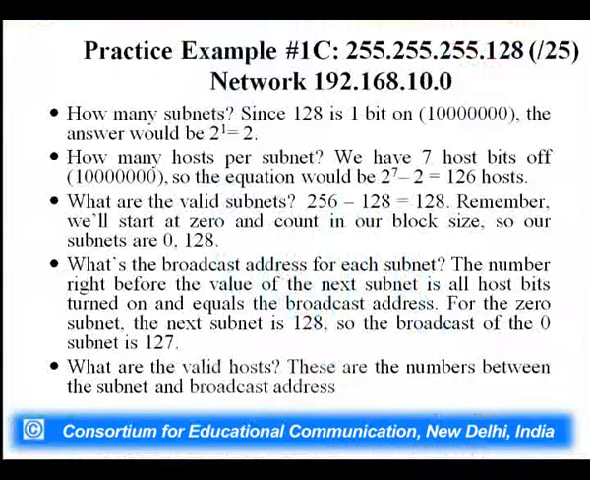So, we will start at 0 and count in blocks. Now, if you look at this, what are the valid subnet addresses? Out of 256, if you subtract 128, we have only 128. Remember that it all starts at 0, so the blocks or subnets are 0 and 128. We will count blocks at a difference of 128. Then what is the broadcast address? For the first, 0 to 127, 127 will be the broadcast address. From 128 to 255, 255 will be the broadcast address. And therefore, we can find out how many valid host addresses will be within a subnet.